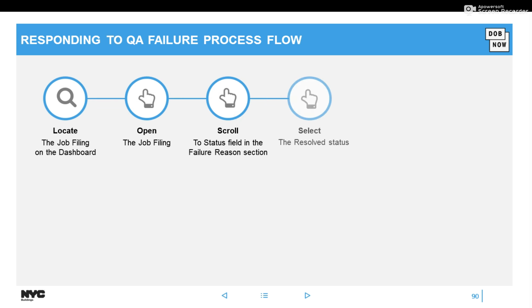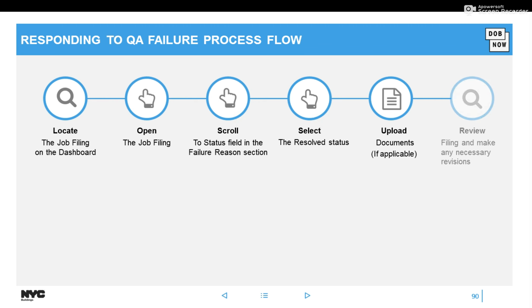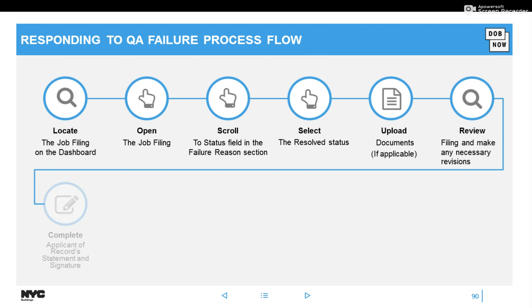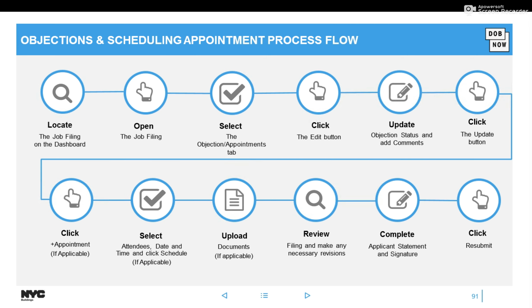So I'm not going to demo that, so I did a process flow to help you understand the steps. In doing so, you locate the filing, like I said, open it for QA fail, you go to trace history, you scroll down to the bottom of that screen, you'll see the QA failed reason, and you will change it to resolved. Once resolved, make your changes and click resubmit. If there's objections, again, I showed you where you would schedule an appointment, or you could resolve the objection and then resubmit it to DOB.